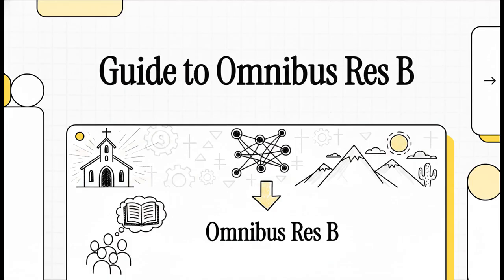We're going to equip you to critically evaluate one of the most misunderstood mechanisms of the entire convention, Omnibus Resolution B. We'll look at what it means, what it might be hiding, and exactly how you can navigate it.